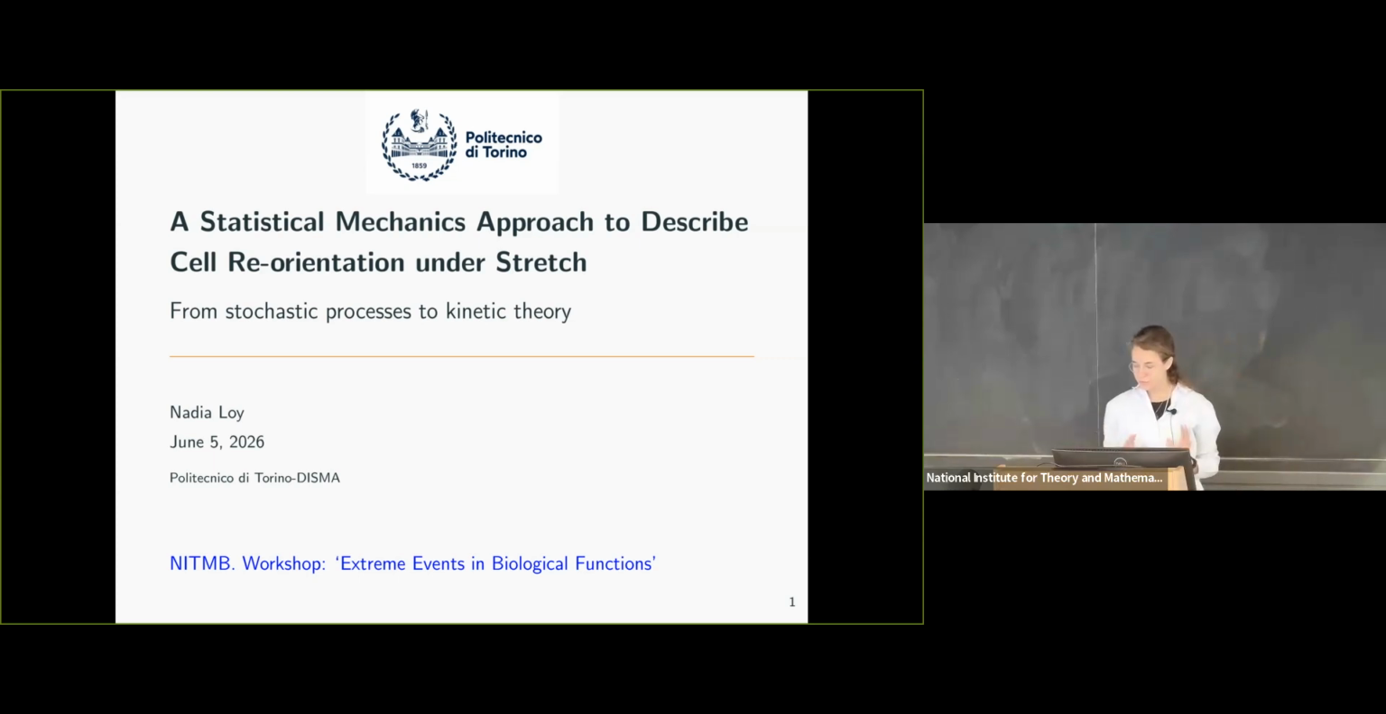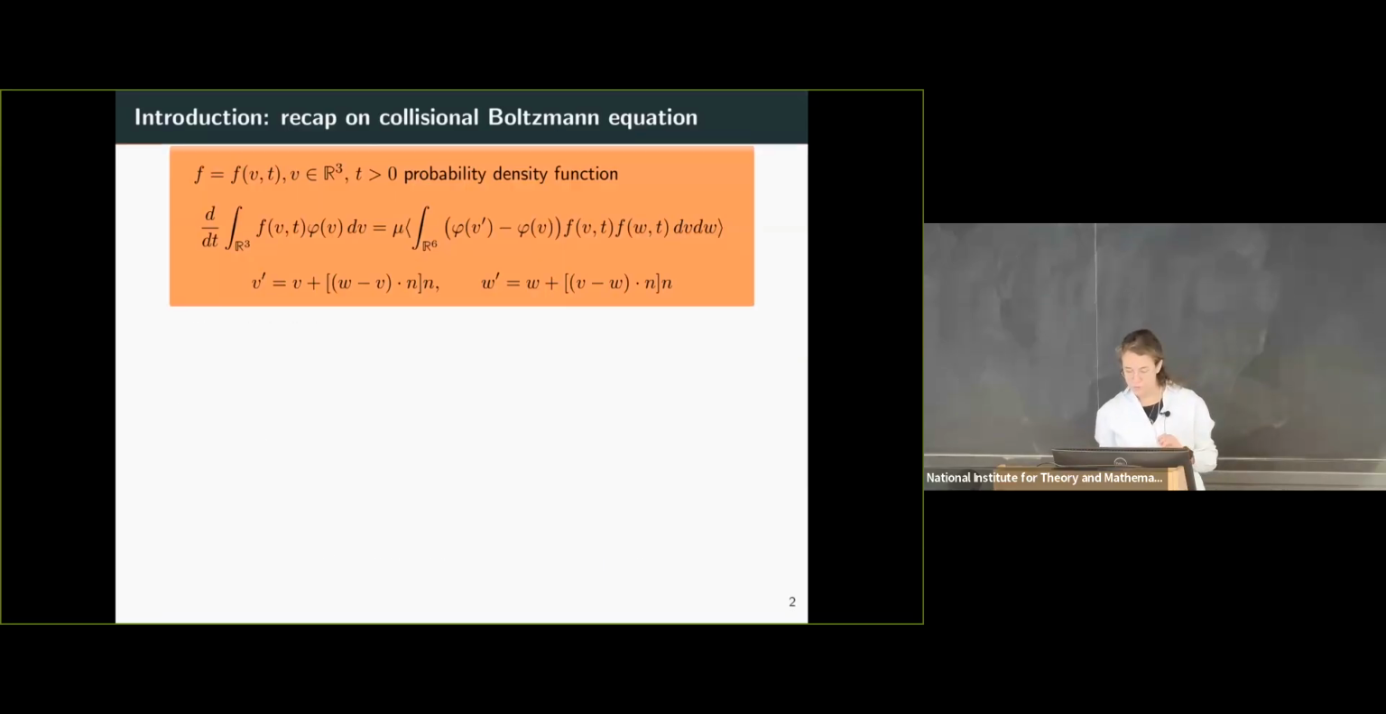I don't want to give a methodological talk, but I would like to give you an overview of the methods which are used in kinetic theory in order to study biological phenomena. And in particular, I will use as a prototype problem the phenomenon of cell orientation under stretch. So first of all, just a brief introduction.